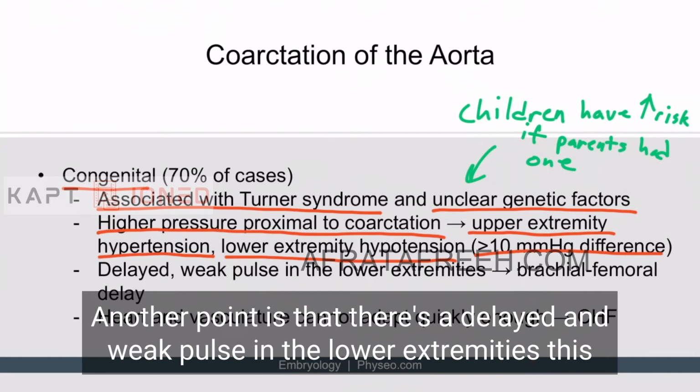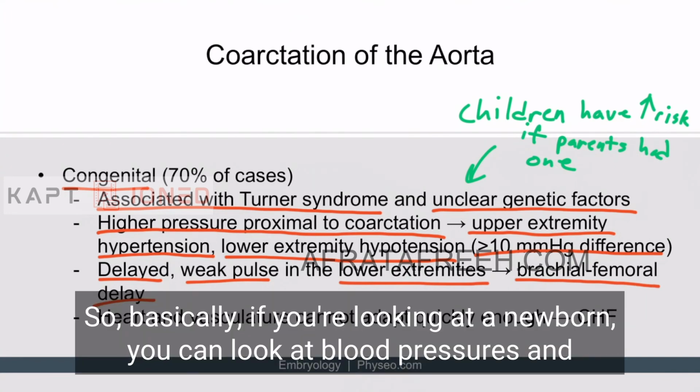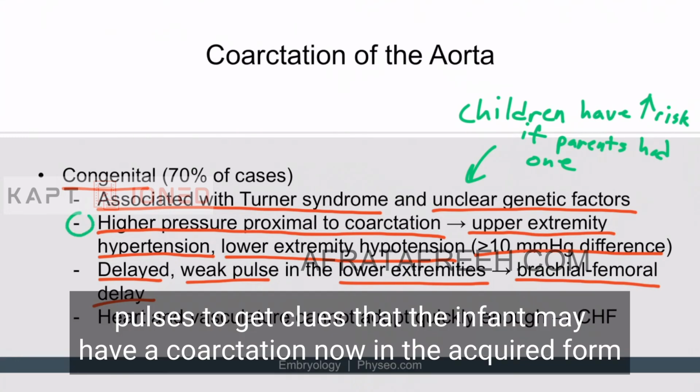Another point is that there's a delayed and weak pulse in the lower extremities. This leads to the finding called brachial-femoral delay. So basically, if you're looking at a newborn, you can look at blood pressures and pulses to get clues that the infant may have a coarctation.